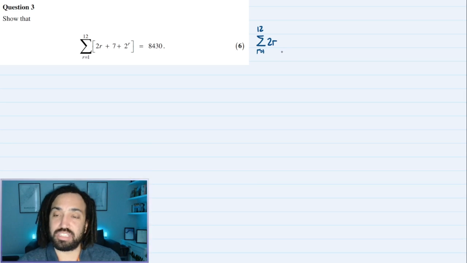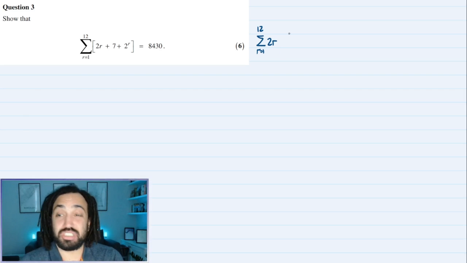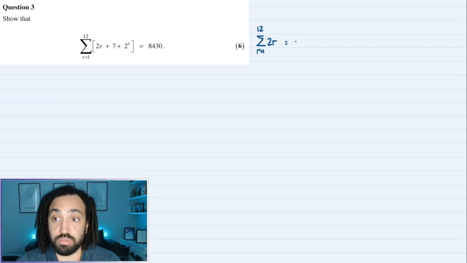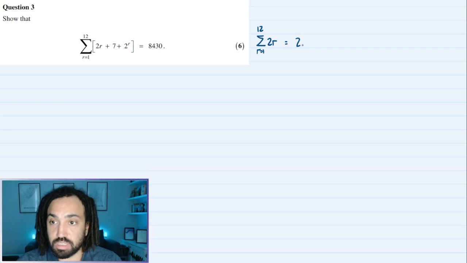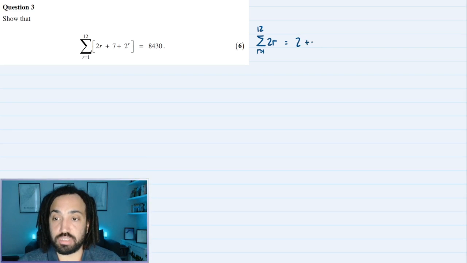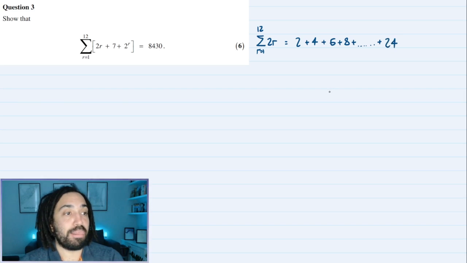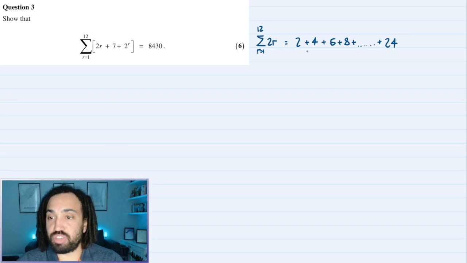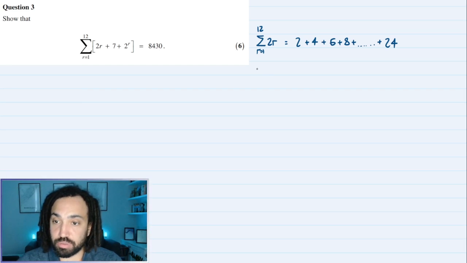And a good way of doing that is just writing out a few terms just to see what on earth is going on. So when r is 1, we'll get 2, because 2 times 1 is 2. And when r is 2, we'll get 4, and then 6, and then 8, and then all the way up to the last one, which will be 2 times 12, which is 24.